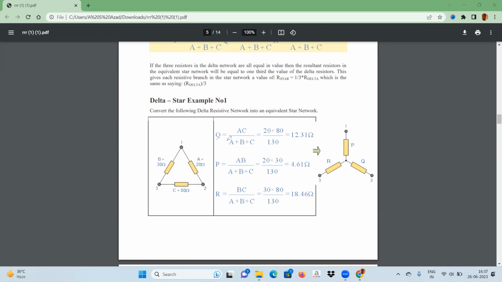And if you want to calculate Q, then where will Q be? Q will be here, and Q is equal to A into C divided by A plus B plus C, that is 12.31. Similarly, if you want to calculate R, this will be R. R will be B into C upon A plus B plus C, and that will be 18.46. And this will be the equivalent connection of star.